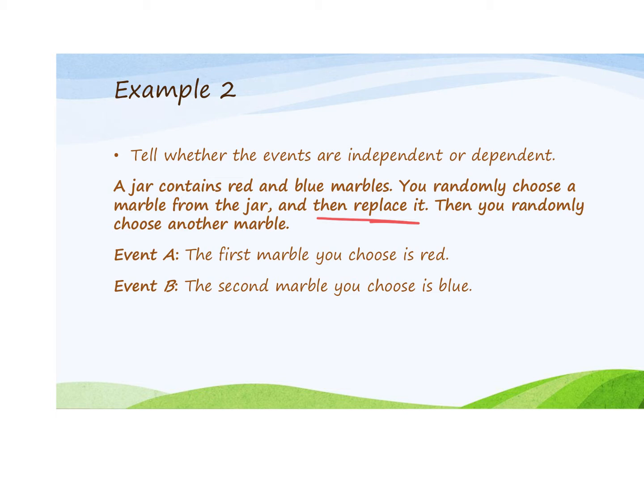When you replace it, it's independent. If I don't replace it, it's dependent, because it depends on what you chose the first time. But in this case, when we replace it, we're going to look and say, oh, I got a red one the first try. Let me put it back in the jar, and now let me pull my second marble. So this would be considered an independent event.